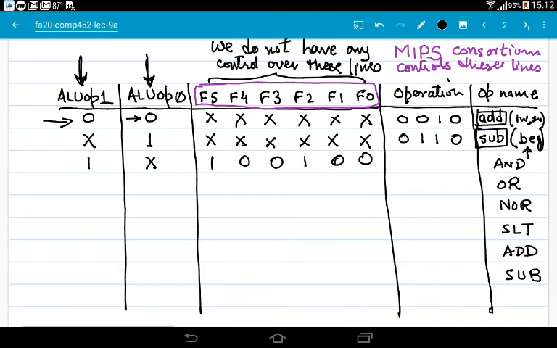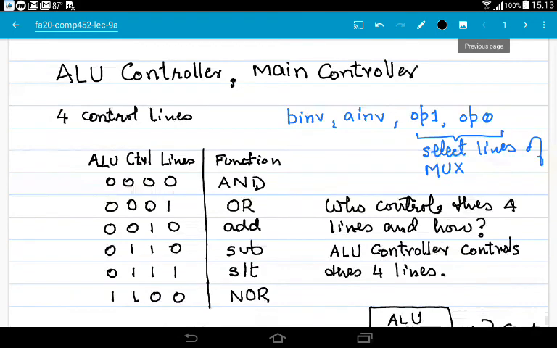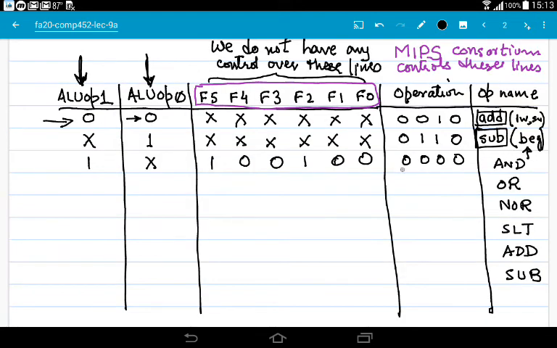Now what we want to do is, what should be the output for this input combination? It should be the bits which program the ALU to perform AND operations. So from our table on the previous page, look, all 4 output lines of the ALU controller should be 0, and that's what we have written here.